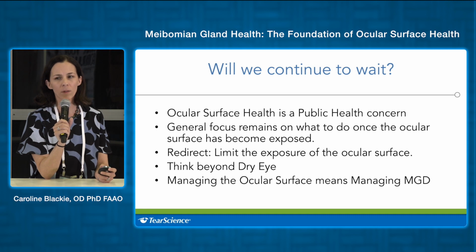At this point, with everything we know, we can redirect some of that focus to what is causing the exposure to begin with. What this means is we can think beyond dry eye. We're at the point where we understand, if we're in the business of managing ocular surface health, that we're in the business of managing MGD. So to come full circle, the reason for this is meibomian gland health is foundational to ocular surface health.